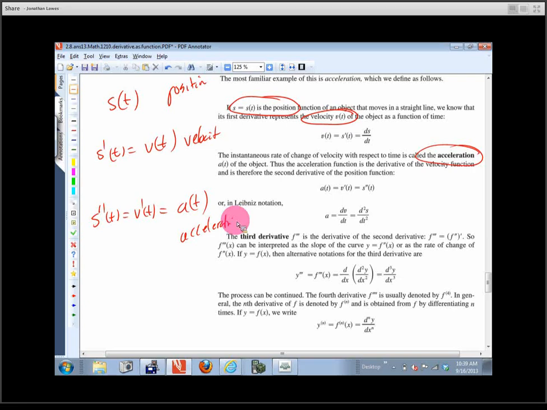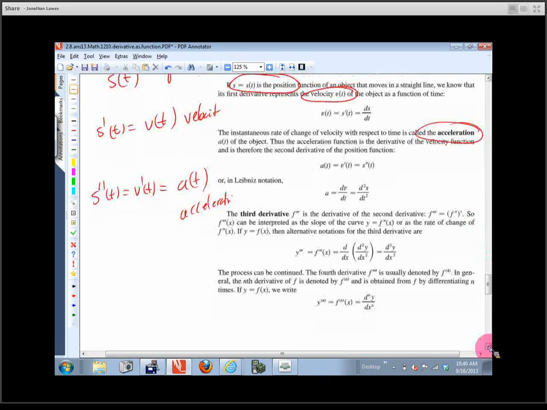Okay? And you'll notice the notation here. Acceleration is the first derivative of velocity, second derivative of position. If we write it in Leibniz notation with those differentials, acceleration is the derivative of velocity with respect to time or the second derivative of position with respect to time.